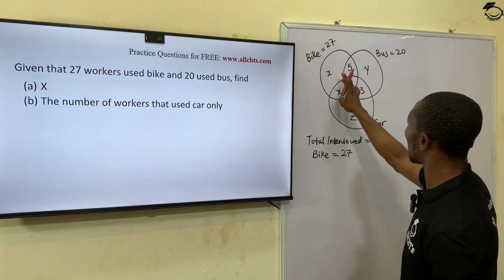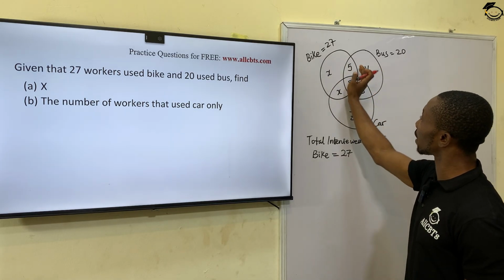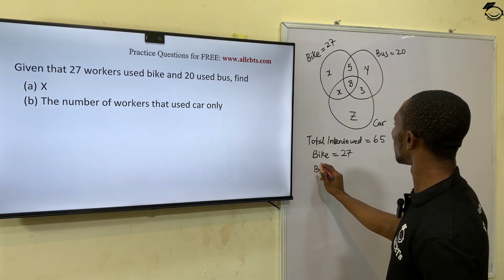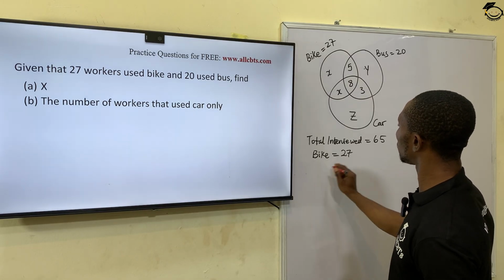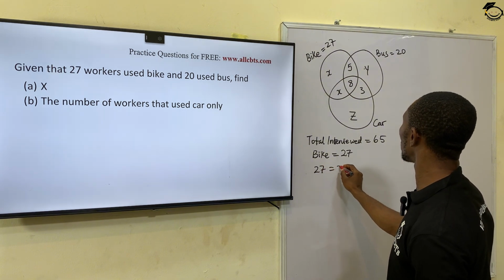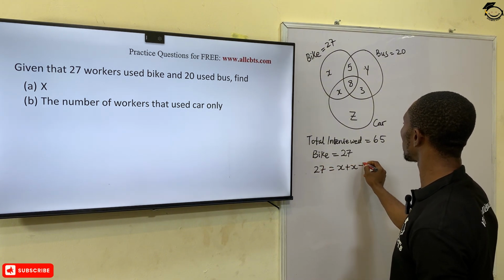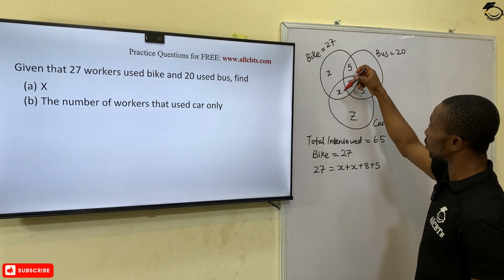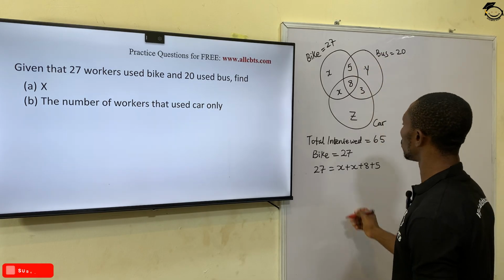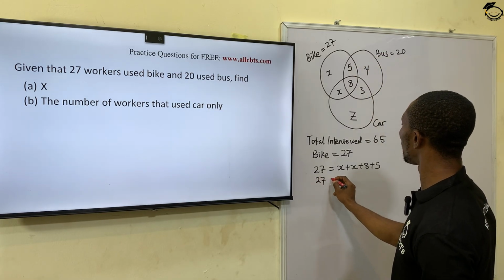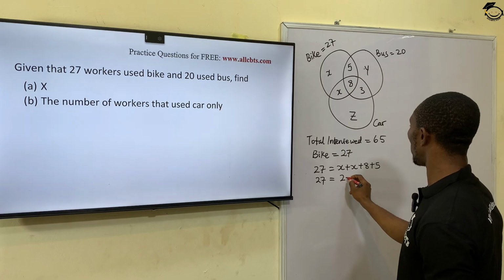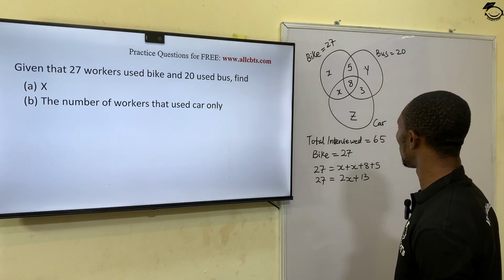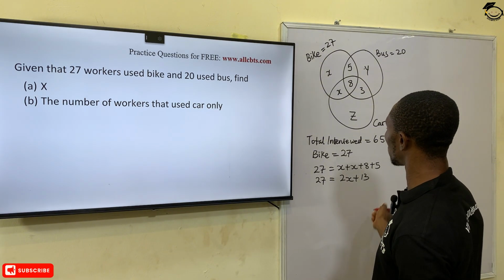So for us to find X, considering our bike cycle alone, we would have it as bike. Now, the total number of people that use bike, 27, equals X plus 8 plus 5. So this we have as 27 equals 2X plus 13. Now from here, we'll subtract 13 from both sides.